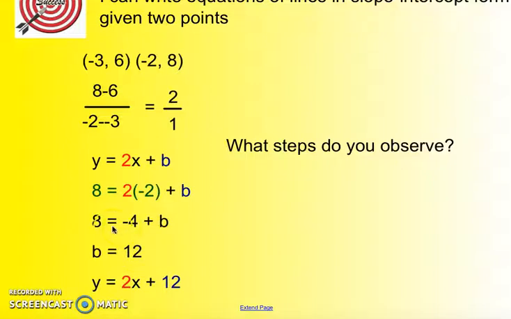And once we find the y-intercept, same thing as the last video, write it out. y equals 2x plus 12. So it's just plugging those numbers in that we found, through finding the slope and then simplifying down and solving for the y-intercept. So the final answer in slope-intercept form would be y equals 2x plus 12.